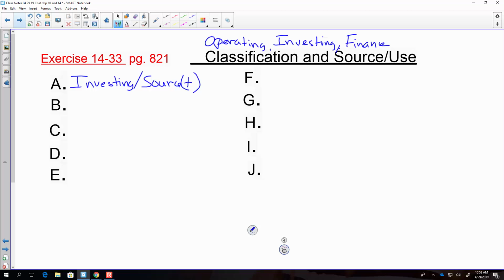Diane, reporting a profit of 100. B. Operating. Good. Source or use? The keyword is profit. So it's a source of cash, right? I'm getting cash. Right, but what are you trying to... Whether we're getting money or spending money. Oh, is it inflow or outflow? Yes. Inflow, right? Yes.